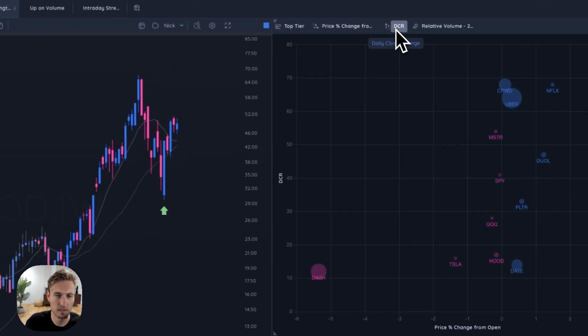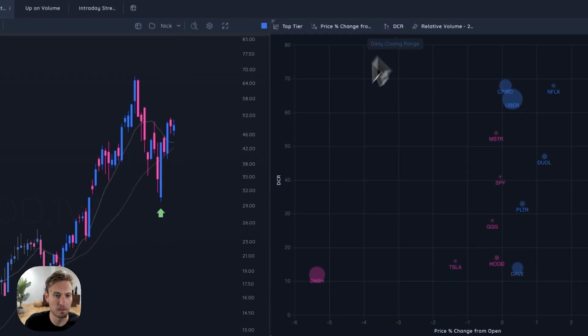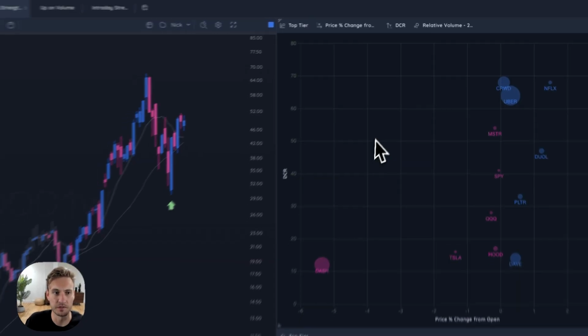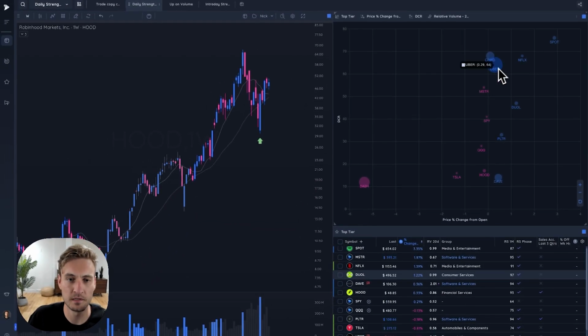Now, the second thing that I have here is my Y axis, which is DCR, and that's daily closing range. So it's telling me the stocks that are near the top of their closing range or near the bottom of their closing range, which is another really valid thing that gives me a lot of information.